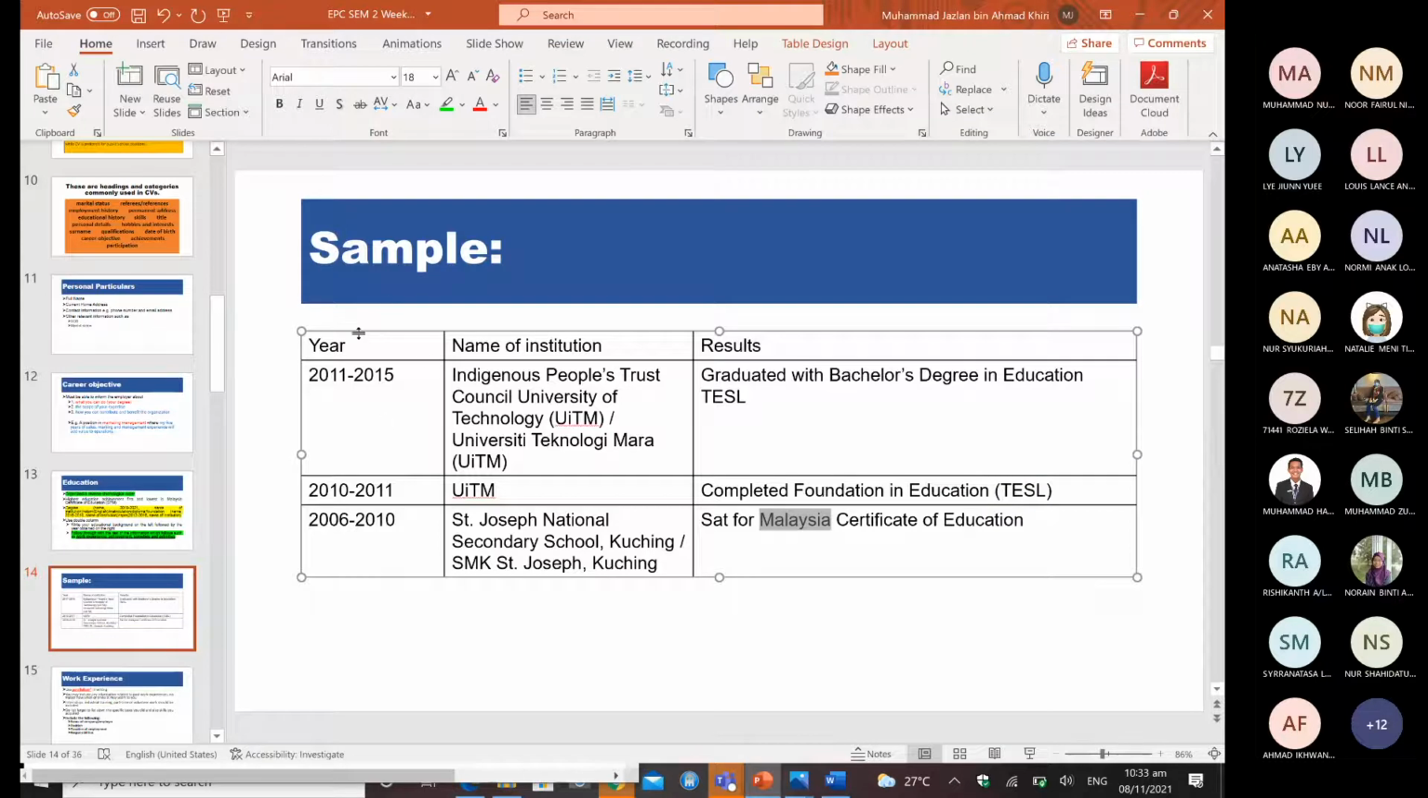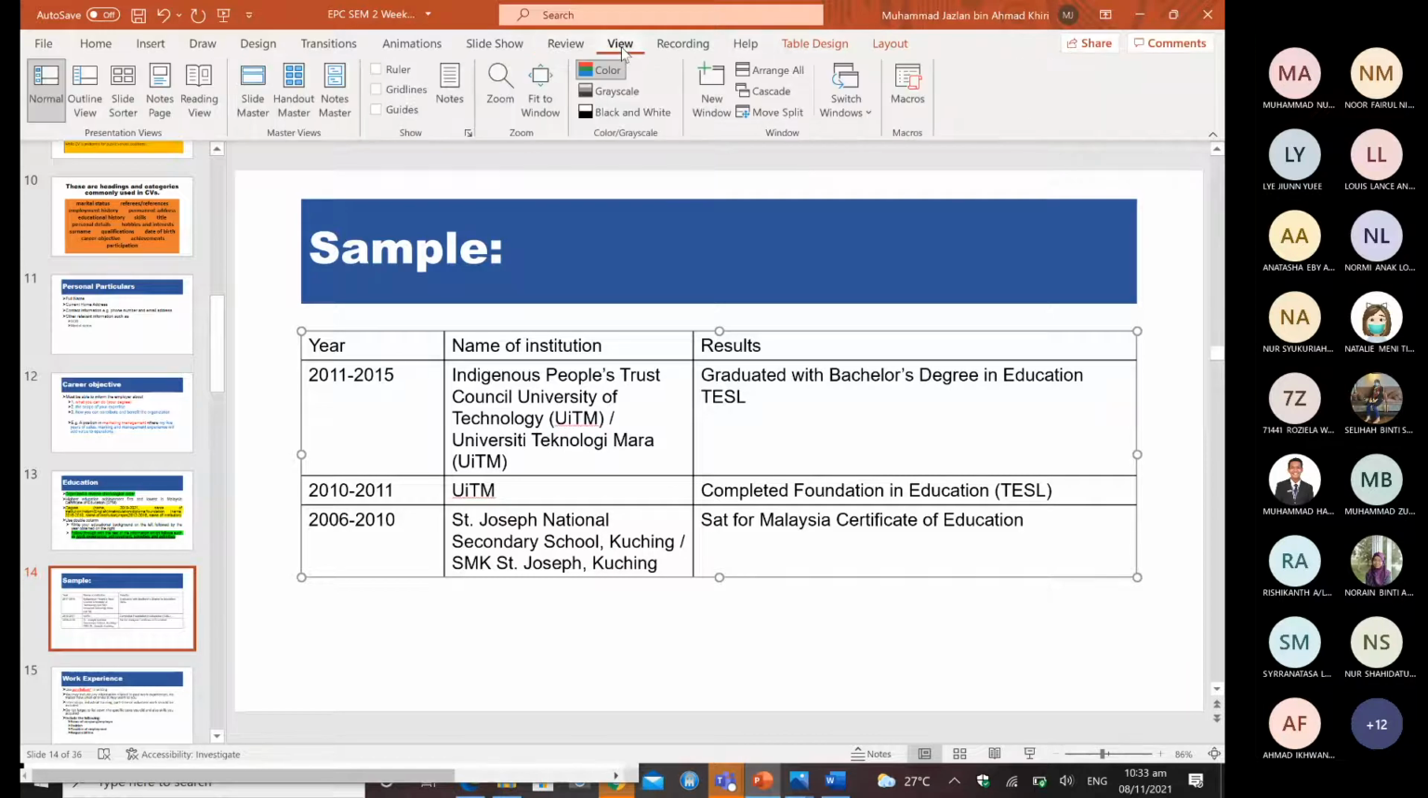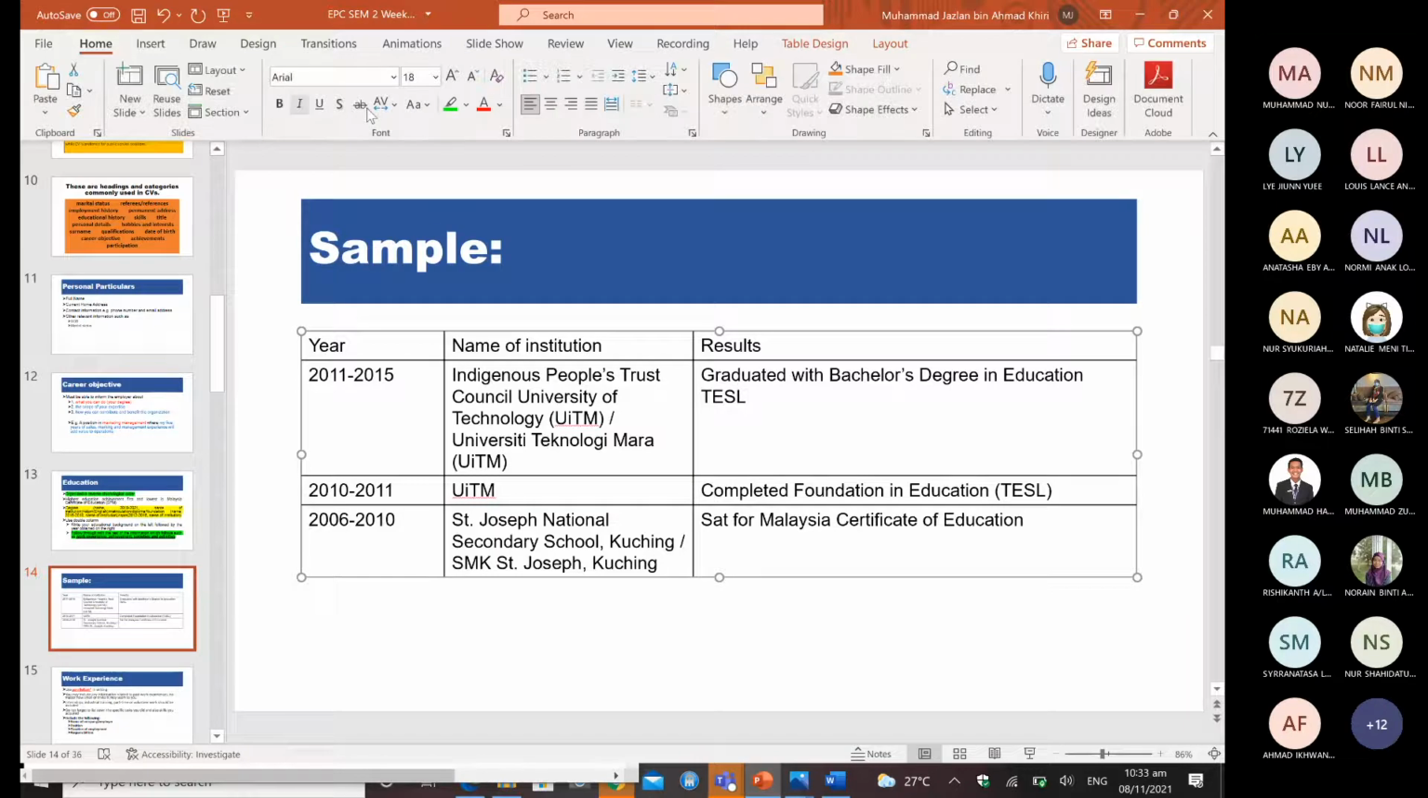In your video CV later, you don't have to create this table. You can basically remove the outline. The person who produced this slide did not delete the outline. I can't find it.